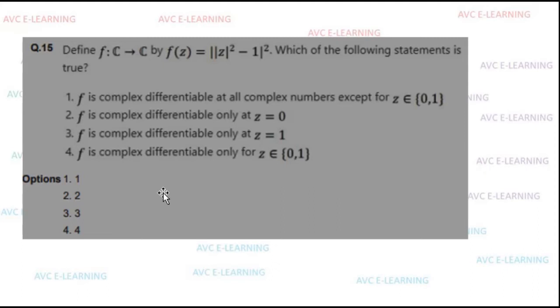Next question. Define f from C to C by f of z is equal to (mod z square minus 1) the whole square. Which of the following statements is true? Option 1, f is complex differentiable at all complex numbers except for z belongs to {0, 1}. Second one is f is complex differentiable only at z equal to 0. Third one is f is complex differentiable only at z equal to 1. And finally the fourth one is f is complex differentiable only for z belongs to {0, 1}.